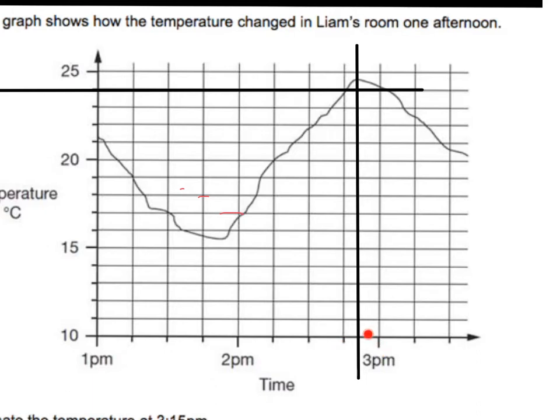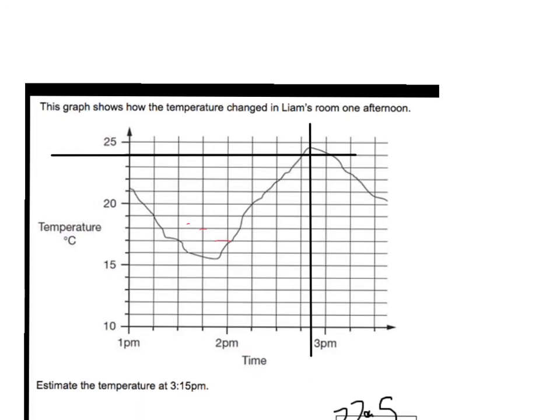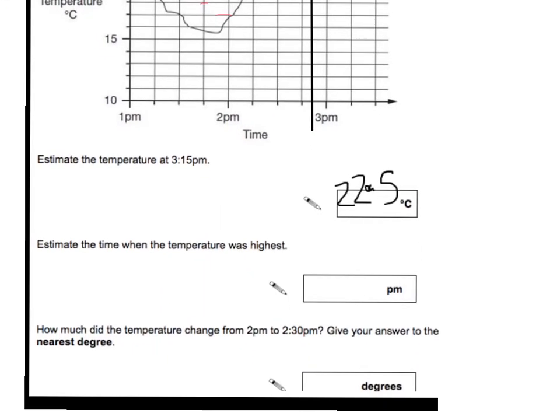Halfway is 7.5 minutes, and it's just before halfway. So I would say that we're talking about 10 to 3 would be my guess. 2:45 was there. It's closer to 2:45 than it is 3 o'clock, so we could say 10 to 3. So in my box I'm going to write 2:50 PM.